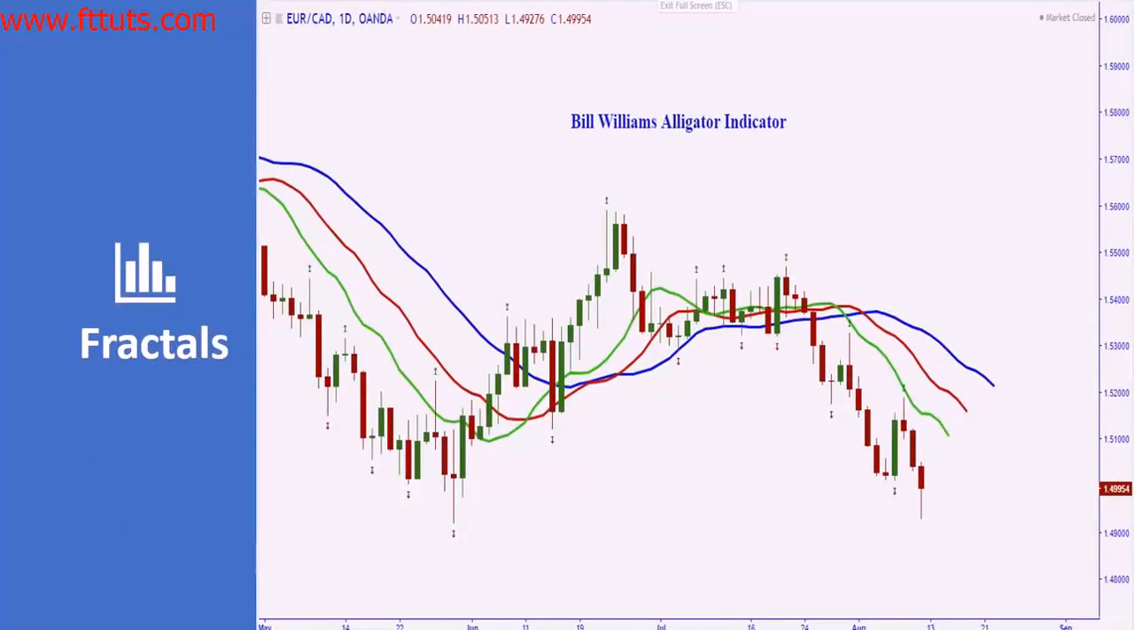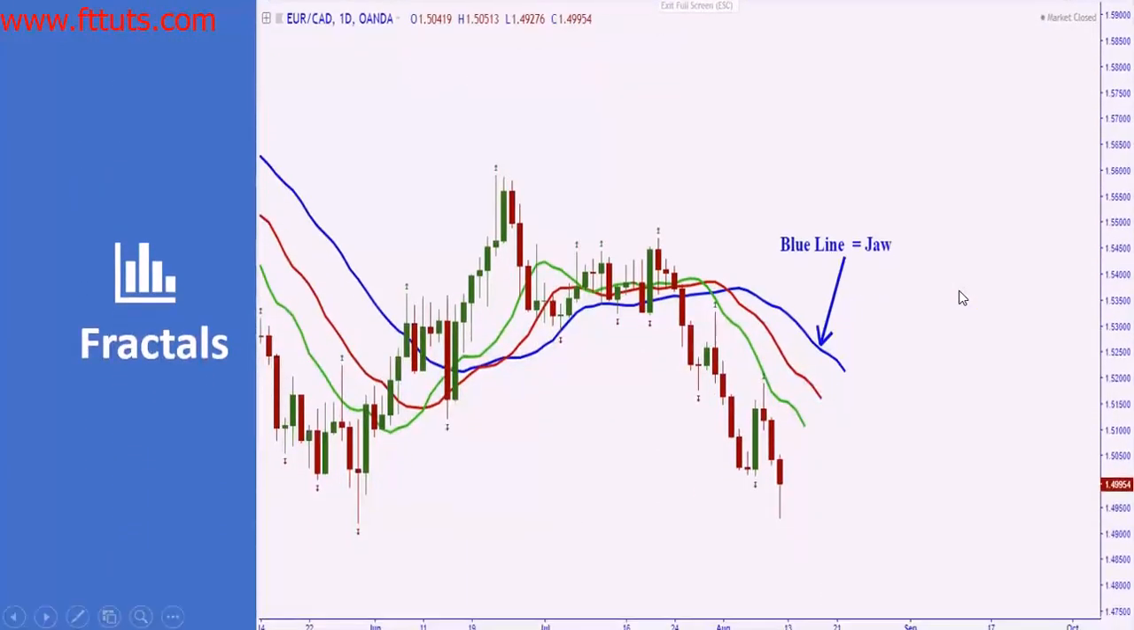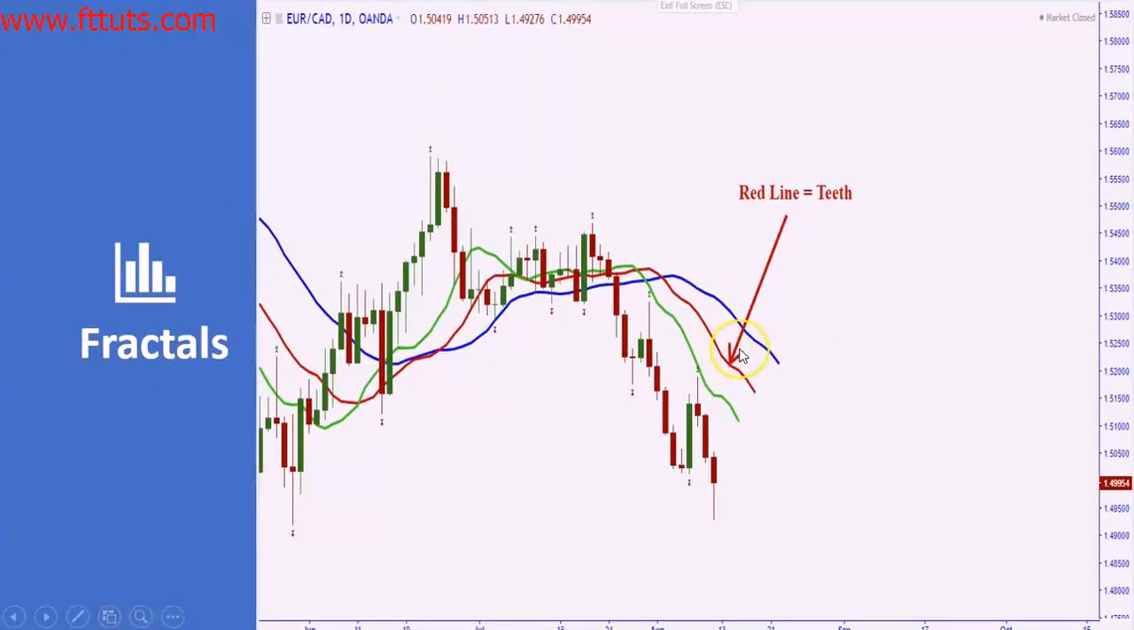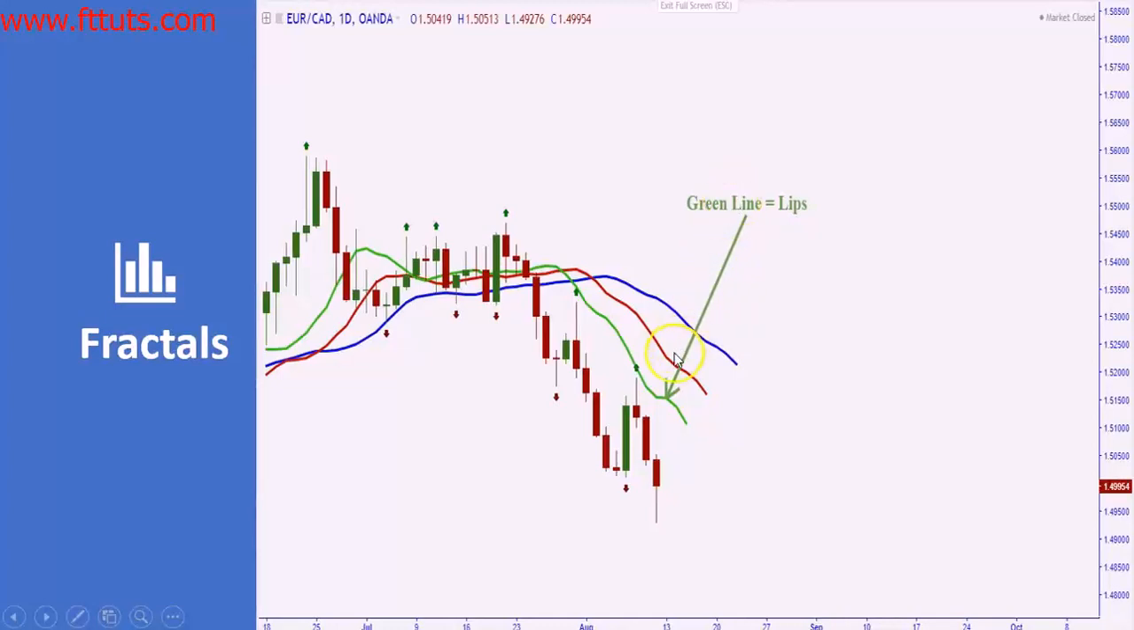So I'm going to look at the alligator a little bit. Basically you could see the Bill Williams alligator, they're just moving averages. The blue line is the jaw. The red line is the teeth. And the green line is the lips.